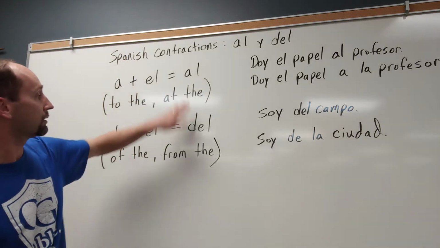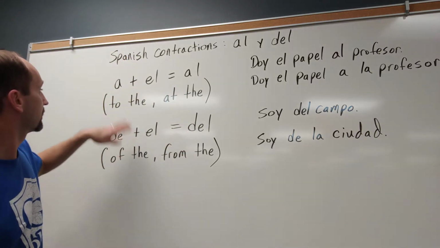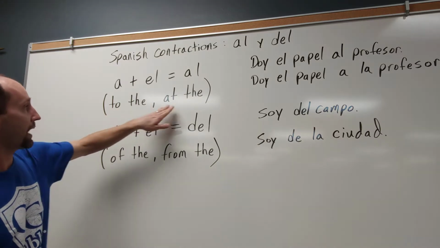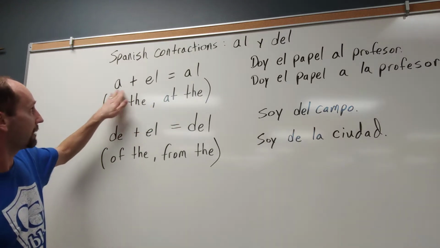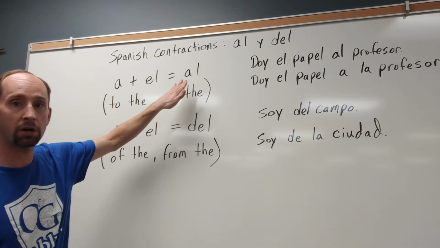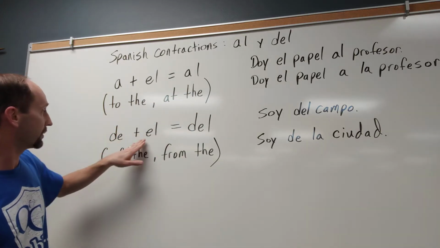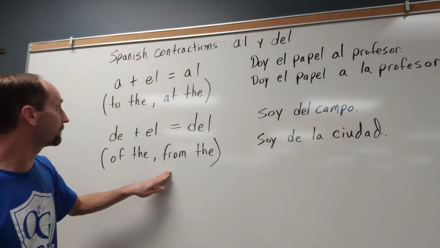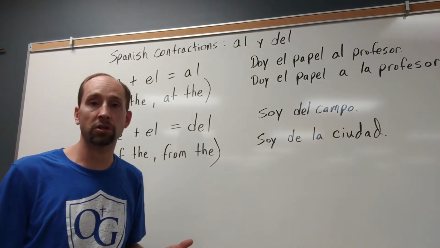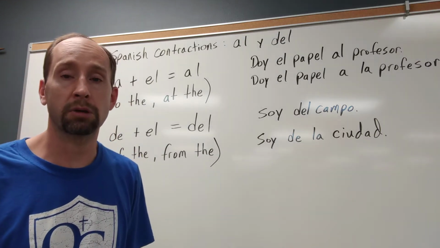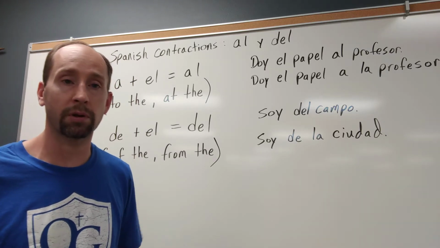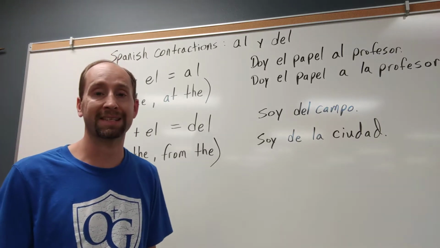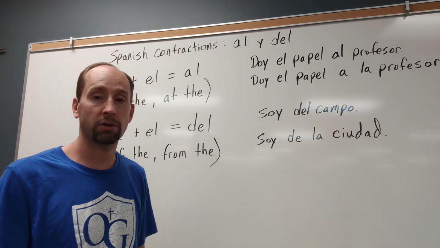Okay, so I've got al and del. What do they mean? Al means to the or at the, so it's coming from a plus el, makes the contraction al, and de plus el makes del. That one means of the or from the. So in Spanish, anytime I've got these two words together, I must make the contraction. In English, I've got the option of whether I make the contraction or not. In Spanish, that's not the case. I have to make the contraction.